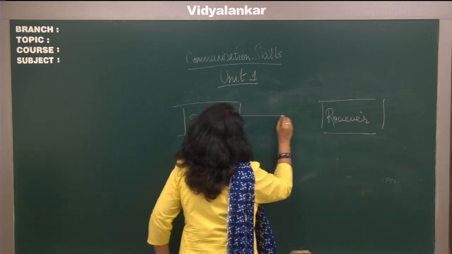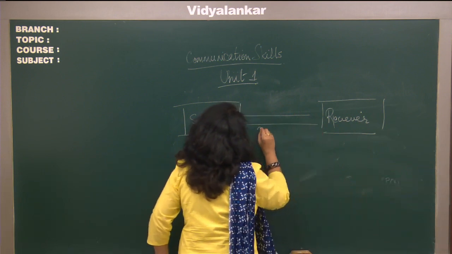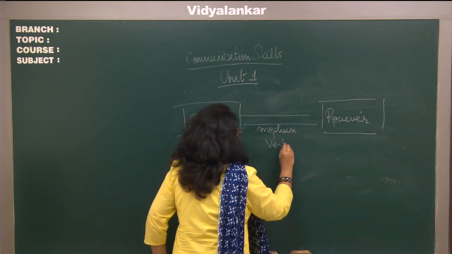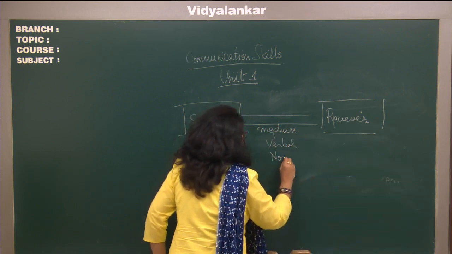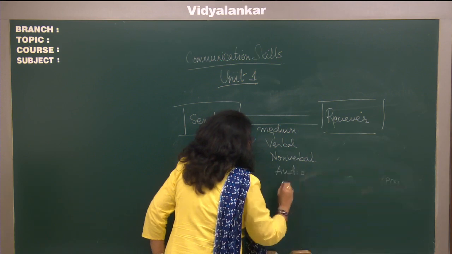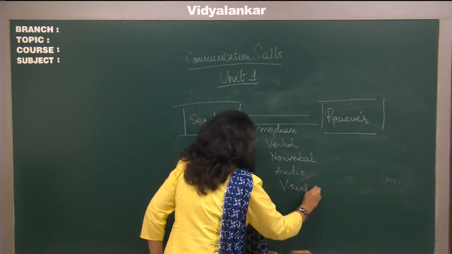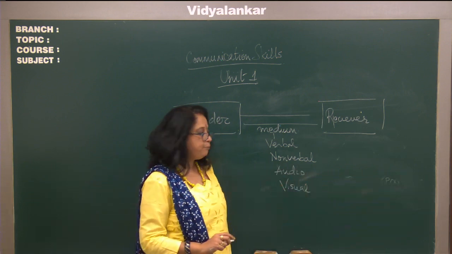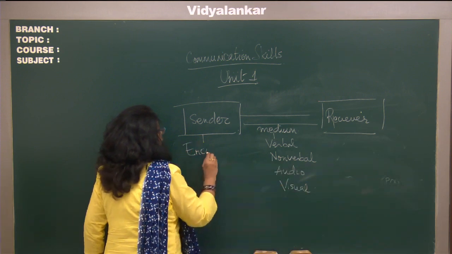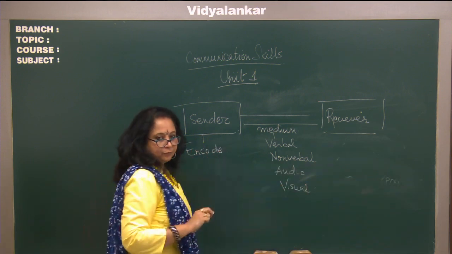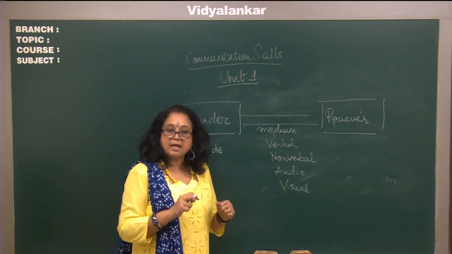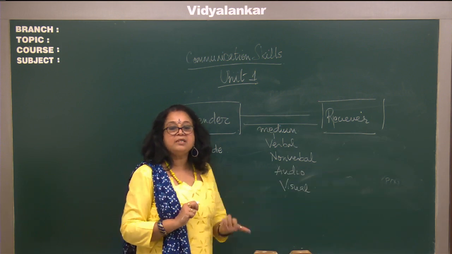Now the sender sends the receiver a message through a medium, which could be verbal, non-verbal, audio or visual. Now the other function which is very important here is that the sender encodes. The meaning of the word encode is an internal communication that happens in the mind of the sender to decide upon what will be the right kind of medium he will use.